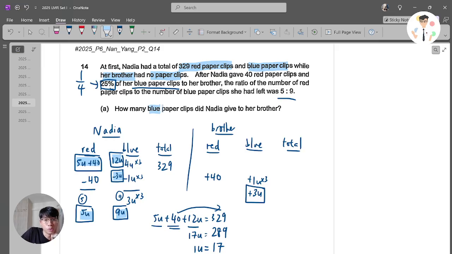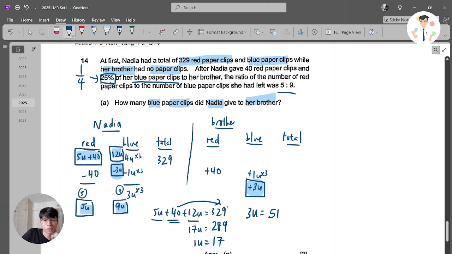How many blue paper clips did Nadia give to her brother? Means that this part, right? Which is this part. So 3 units. So if 1 unit is 17, 3 units will be equal to 17 times 3, 51. So here is 51. Yes, I'm done for this part. Okay. Let's look at B.